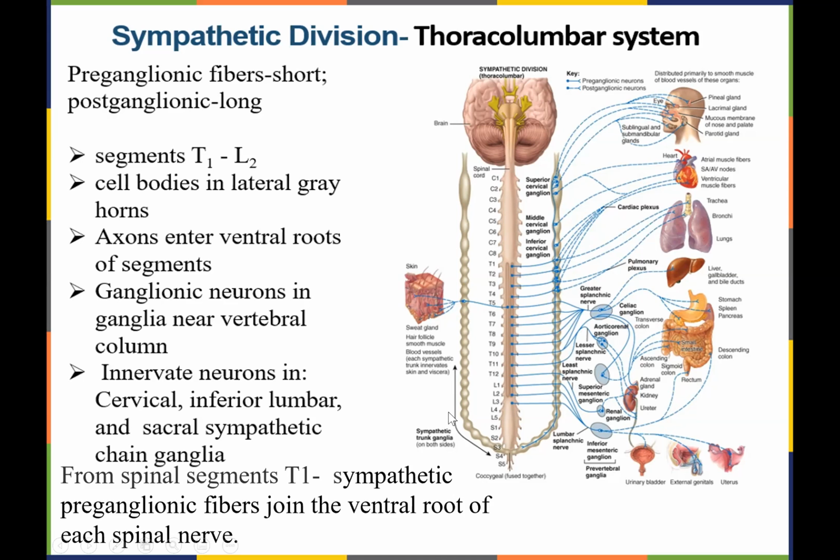So on either side of the vertebrae, you can see these bunches of cell bodies. They are called the chain ganglia. It looks like a chain. So the ganglionic neurons are found near the vertebral column, and they're going to innervate the cervical region and the inferior lumbar region. So for the spinal nerves from T1 to L2, their sympathetic preganglionic fibers will join the ventral root of each spinal nerve.